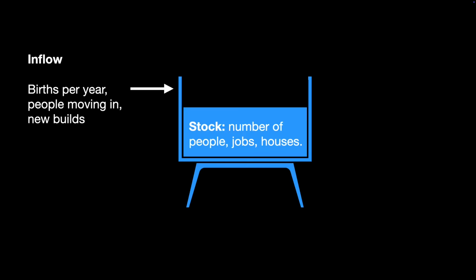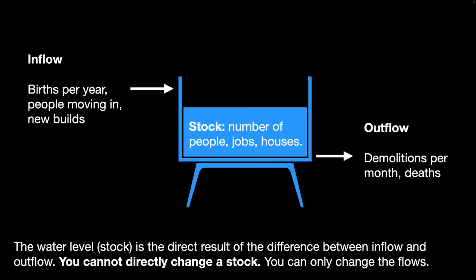And then you can't just keep filling that up. You also have to have an outflow. Outflow would be things like demolitions, deaths, businesses going out of business, that kind of stuff. The water level is the stock, and it's directly the result of the difference between the inflow and outflow. Something that's important, you can't change stock. You can only change the way things go in and out, but you should never touch stock. That's a big part of system dynamics.